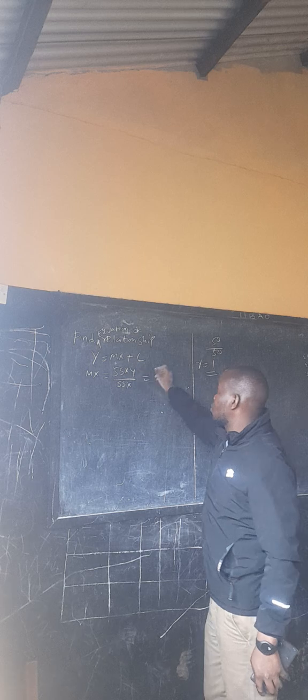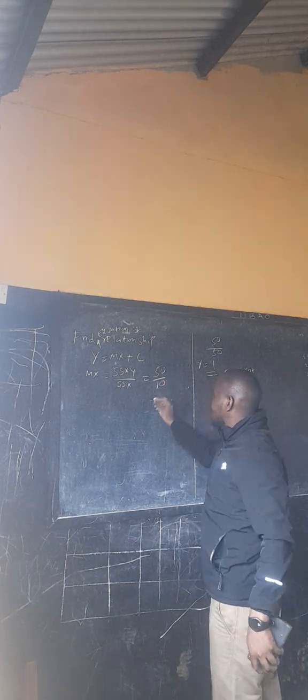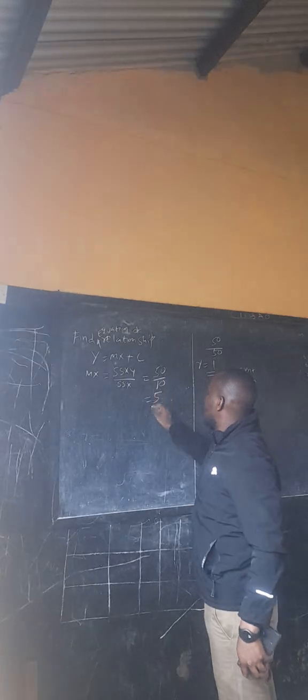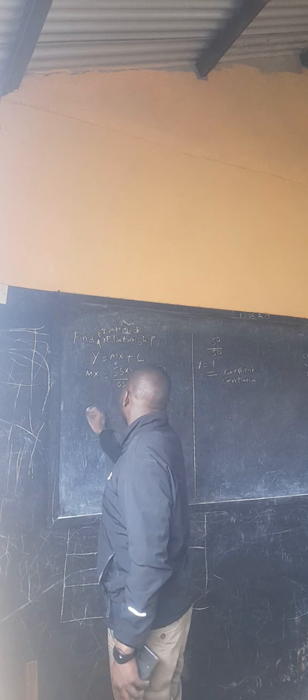What do we find on our SSXY? SSXY was 50, right? So this one was 50 over SSX. Our SSX was 10. So it means our m is equal to 5. Then we find our c.